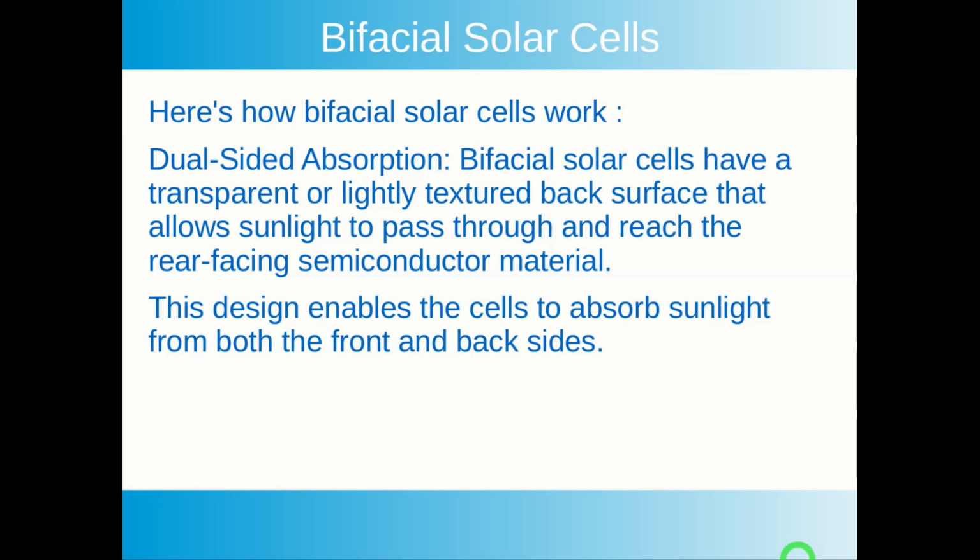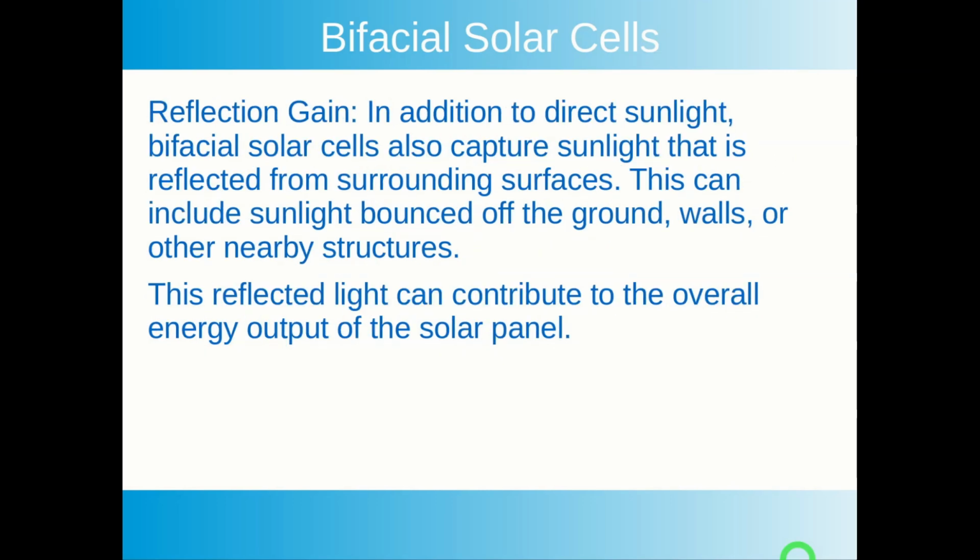The way bifacial solar cells work is by having a transparent or lightly textured back surface, which allows some of the light to pass through and reach the rear-facing semiconductor material. This allows production of energy from both sides. The ability to use reflected light to contribute to the overall energy output is called a reflection gain.